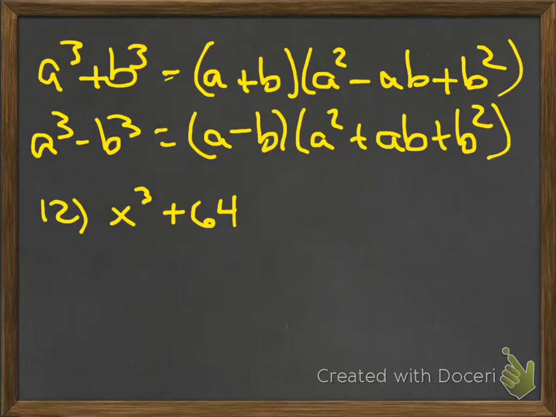Bottom of the review, I'm doing 12 and 13. Now for 12 and 13, you need the sum and difference of two cubes formula. So that's something you can put on your note card. The sum one is obviously a cubed plus b cubed. The difference one is a cubed minus b cubed.